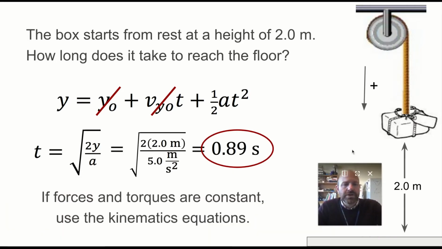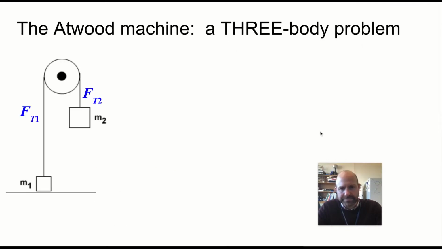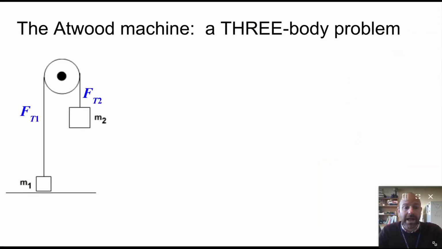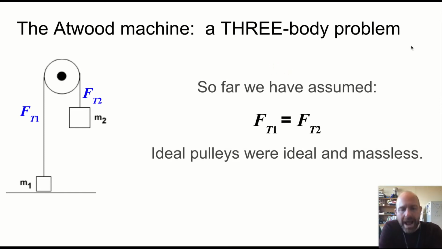If forces and torques are constant, right, then we have a constant angular and linear acceleration, which means we can use our kinematics equations. So what about this, an Atwood machine? Now, before we called an Atwood machine a two-body problem, but if the pulley is not ideal, if it's not massless, then we actually need to treat it as a third object. So how are we going to do this?